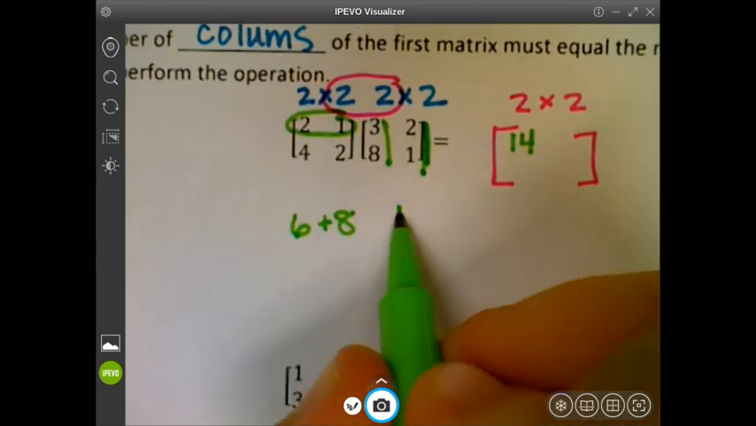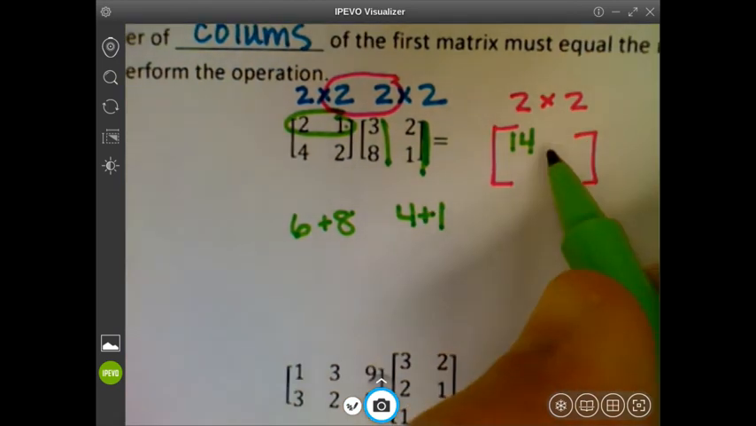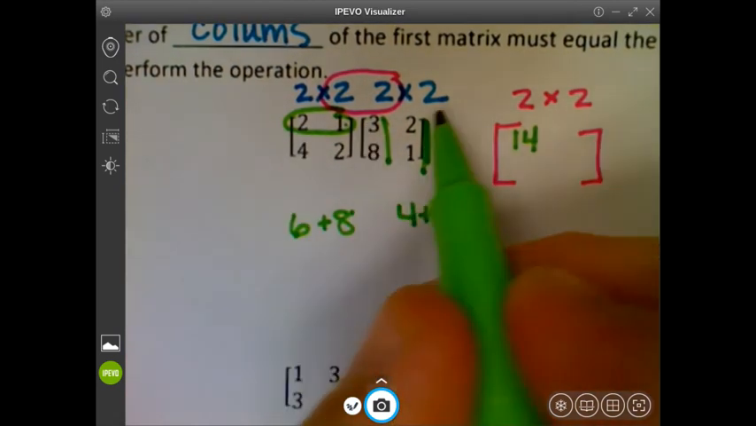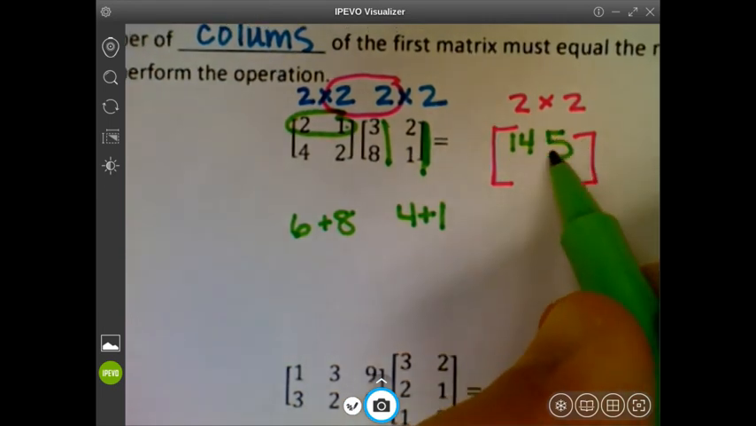So 2 times 2 is 4. 1 times 1 is 1. Add those together, and we get the number 5. And this was first row, second column. So your answer goes in the first row, second column. So there's a 5 right there.